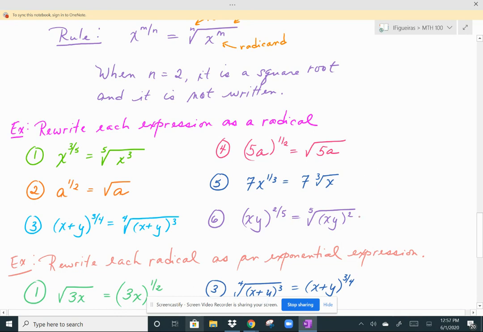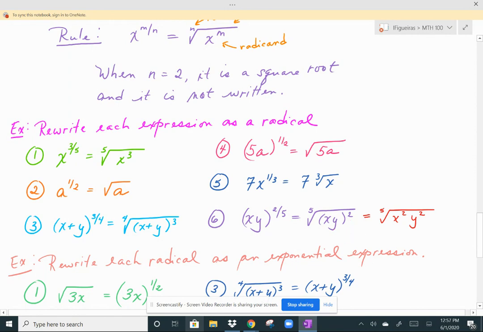You could also write it like this. If you multiply that 2, you could also write this as the fifth root of x squared, y squared, and they mean the same thing. So that just means I squared the x and the y.